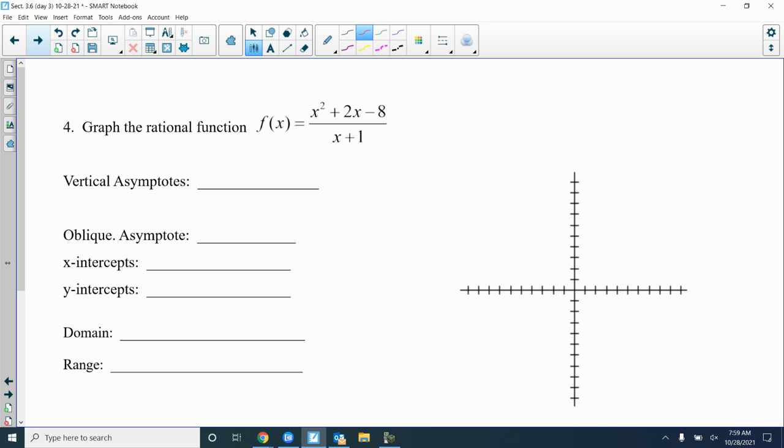Vertical asymptote is going to be the same. Go ahead and factor the numerator. And that factors into x plus 4 times x minus 2 over x plus 1. Vertical asymptote is at -1. X equals -1. Let's do x-intercepts and y-intercepts, then we'll come back to oblique asymptote.